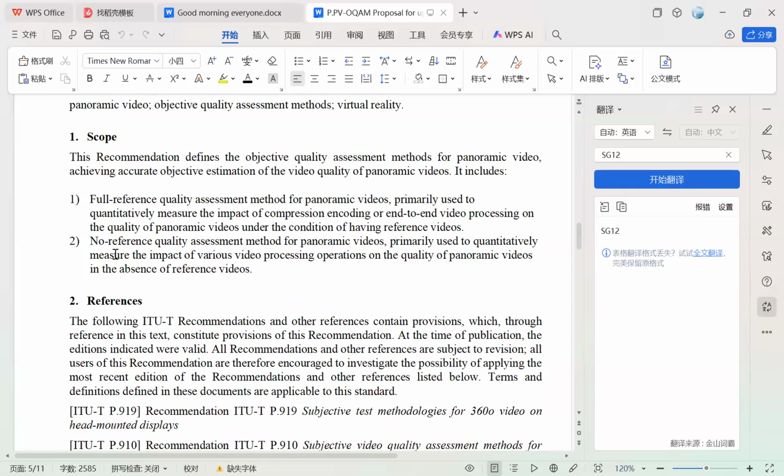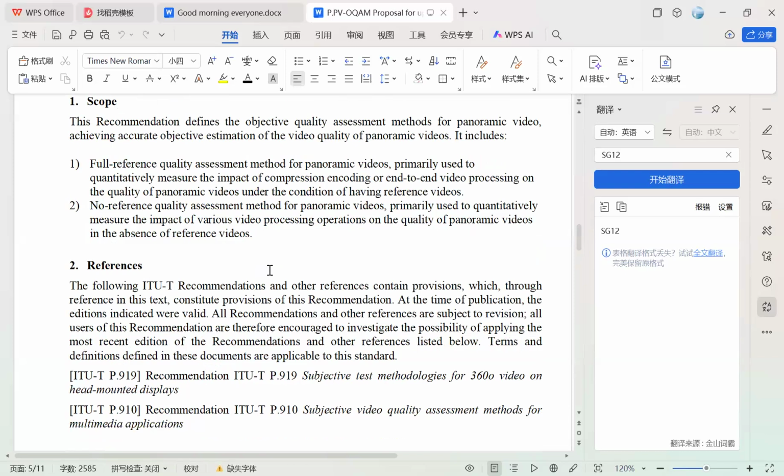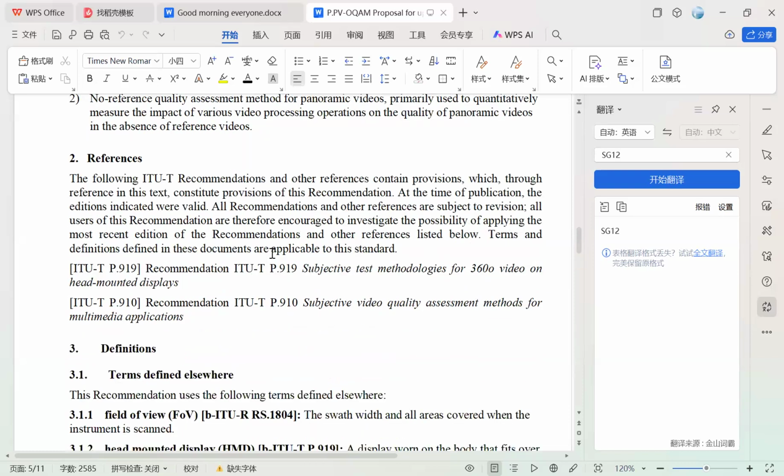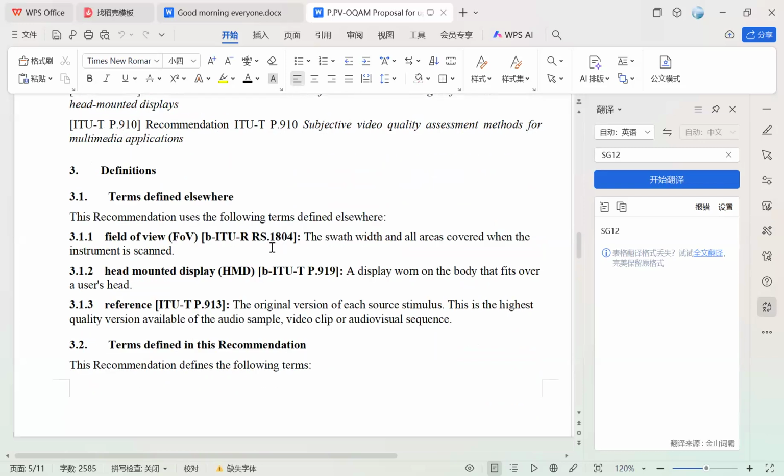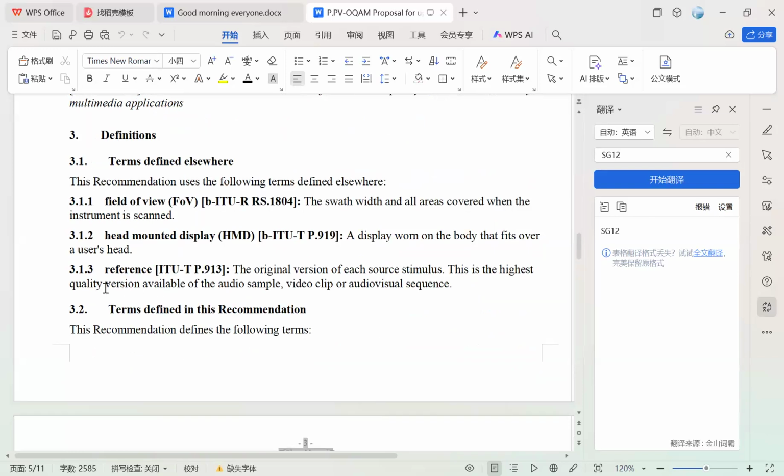And the other methods are no-reference quality assessment methods for panoramic video, primarily used to qualitatively measure the impact of various video processing operations on the quality of panoramic videos in the absence of the reference video. And section 3 is definitions. We also define the field of view and head-mounted display, multi-display and reference.